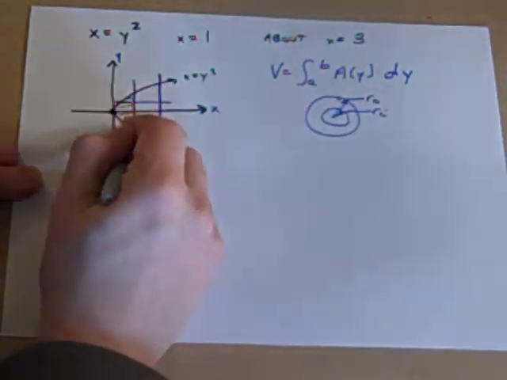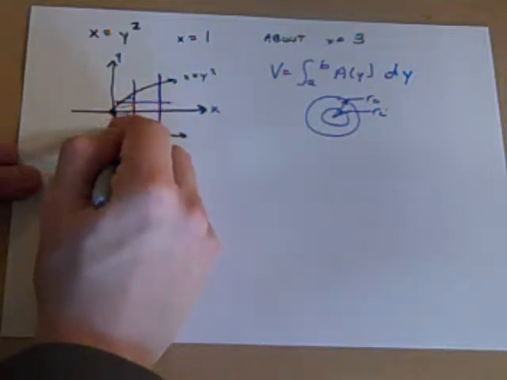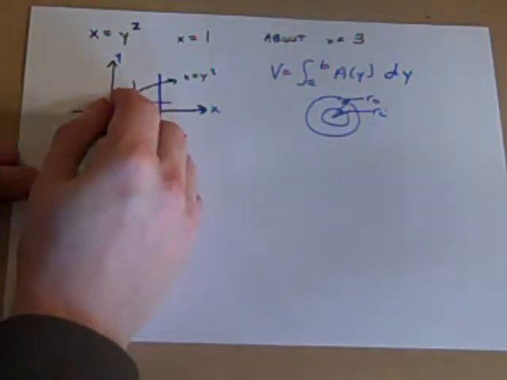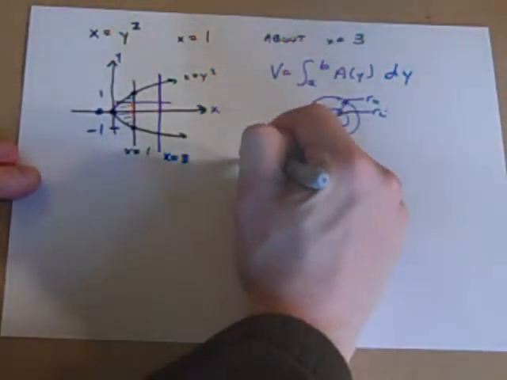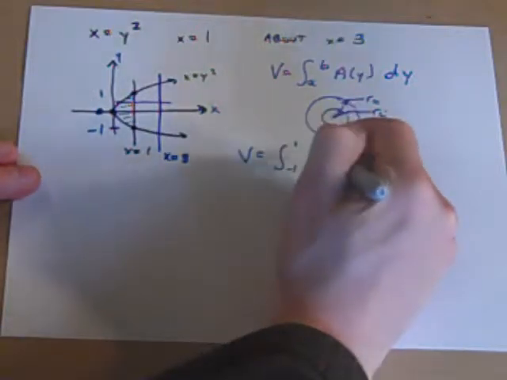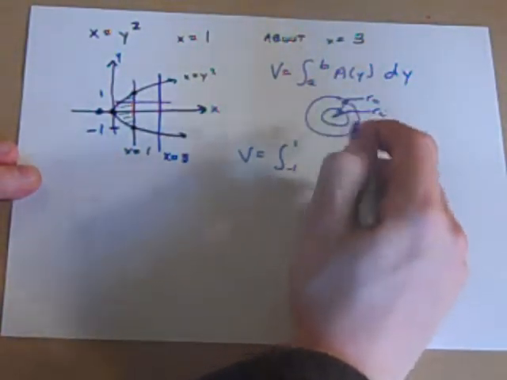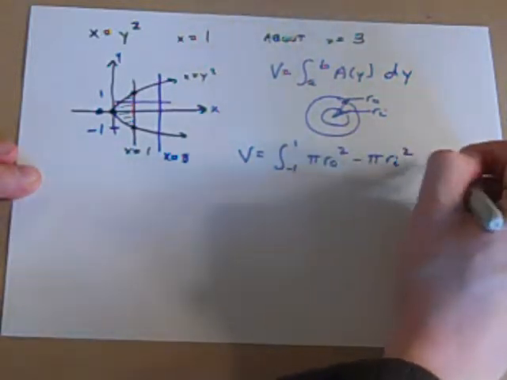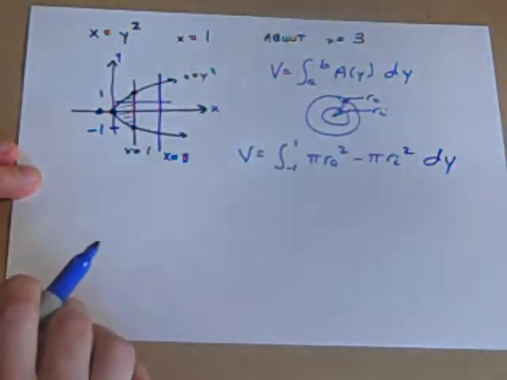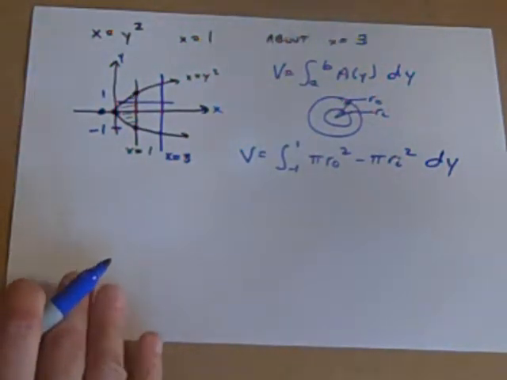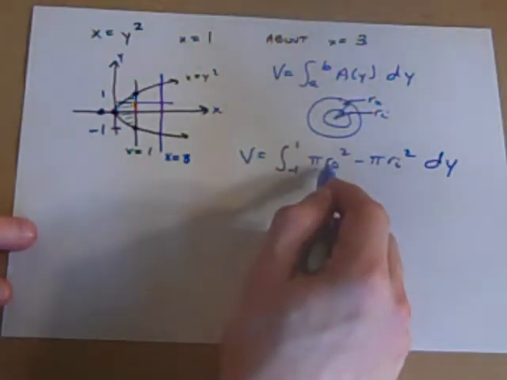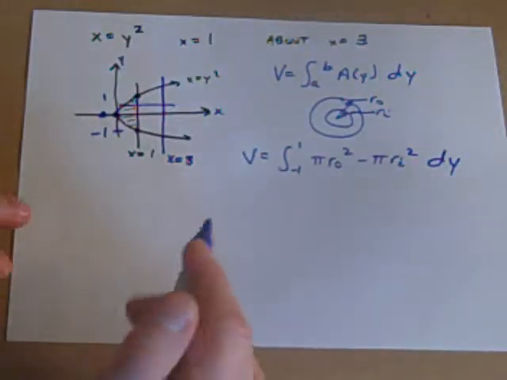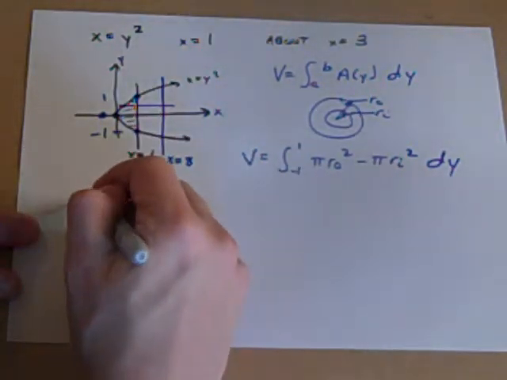Since it's the y-axis, I can find these points of intersection, and just by checking integers, I quickly discover it's -1 and 1. So I can fill in the following with very little effort. The area of that cross section is pi R_o squared, the outside, minus pi R_i squared, the inside, and I'm integrating that with respect to y. Now the hard part is figuring out R_o squared and R_i squared.